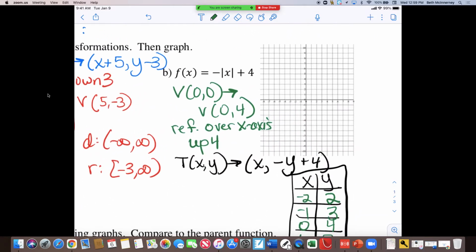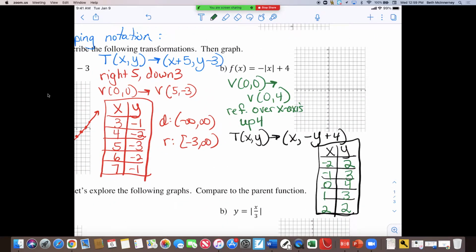So then let's plot this. And you are encouraged to continue the dots, like once you figure out the pattern.